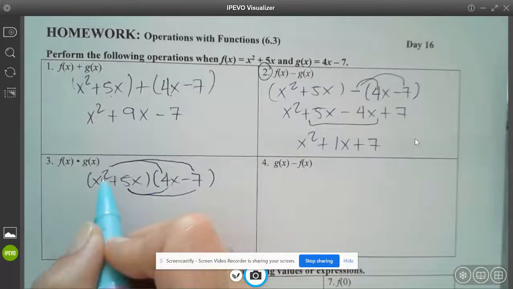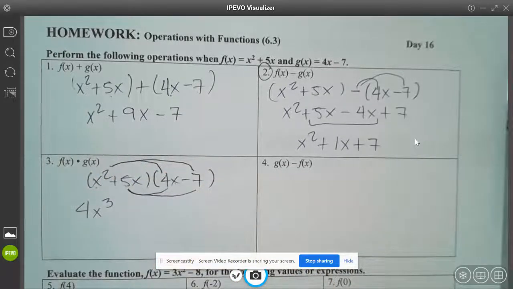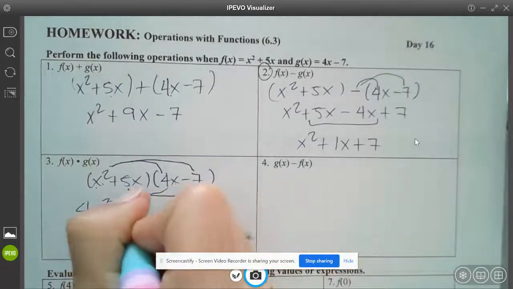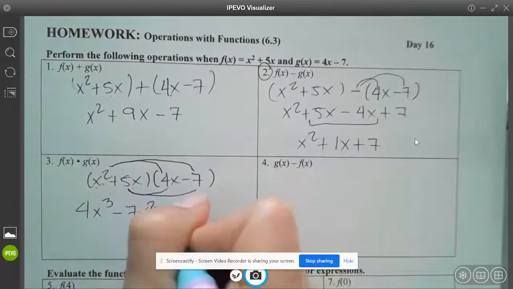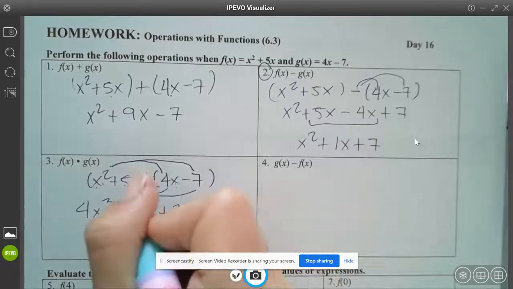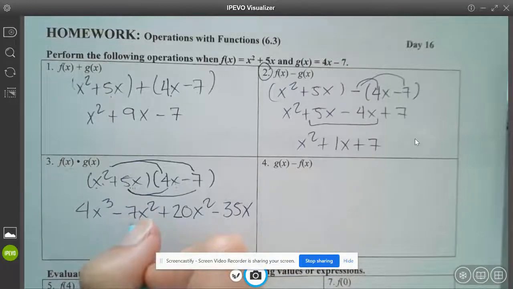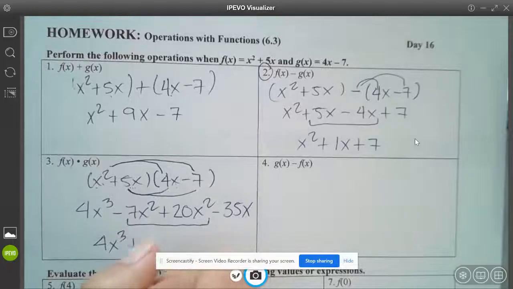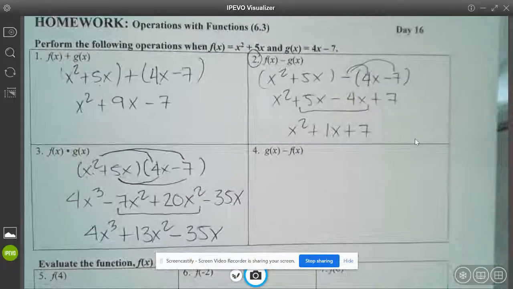When we multiply exponents, we add them. So x squared times 4x is 4x cubed. Then x squared times -7 is -7x squared. And then on the inside, 5x times 4x is positive 20x squared, and 5x times -7 is -35x. And then you combine like terms. The ones that get combined here are these two only. So that's 4x cubed, plus 13x squared, minus 35x. And that's my answer right there.